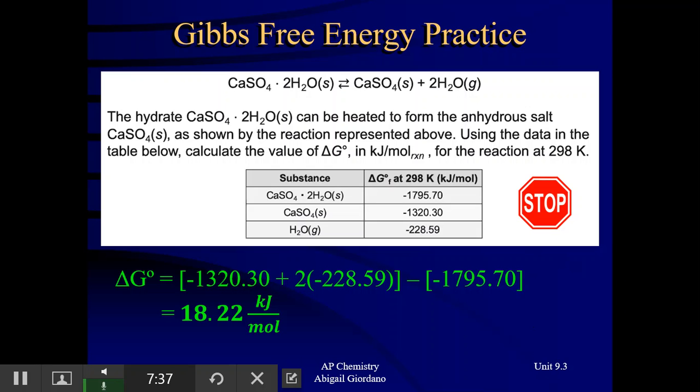The delta G is positive. So what does that mean about this reaction? It is not thermodynamically favored. It is not going to occur spontaneously on its own. In order for this reaction to go and produce products, we're going to have to help it out in some way. Okay.